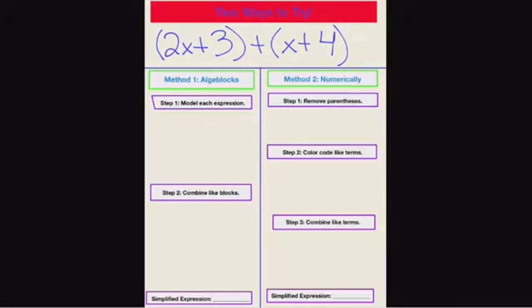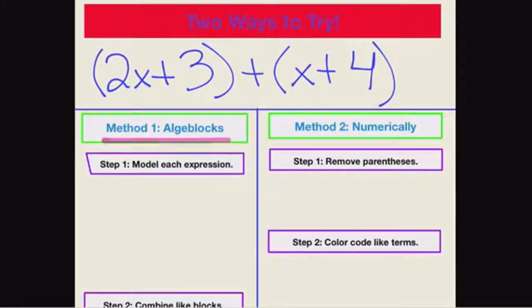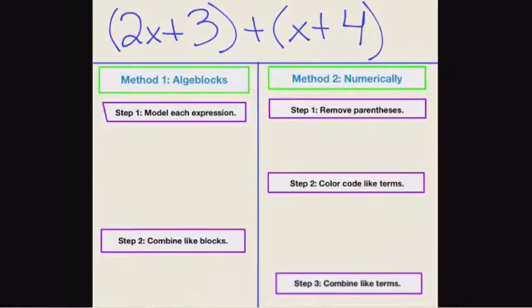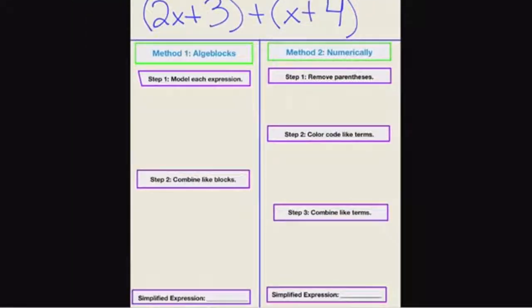Now, for each linear expression that we add, we're going to be doing this two different ways. We're going to be doing it with the Algeblocks, and we'll also be doing it numerically, because, unfortunately, we can't walk around with a bag of Algeblocks our whole life, but it does help us to visualize the expression and what we're doing. So the expression we've been given is 2x plus 3 in parentheses plus x plus 4 in parentheses. Okay? We're going to try this first with Algeblocks. When you model with Algeblocks, there are 3 total steps. First, we have to model each expression. Then step 2 is to combine like blocks. And then the third and final step is to write your simplified expression.